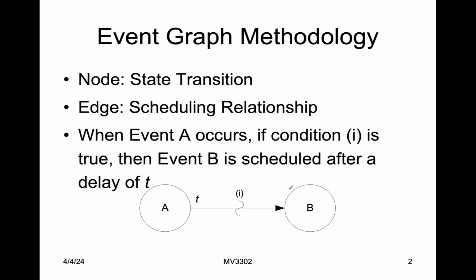What this little piece means is that at some point, event A occurs. What does that mean? An event occurs when the event list decides that it happens. So the event list, as we've seen, events get put on the event list and then they come off as their time arrives.